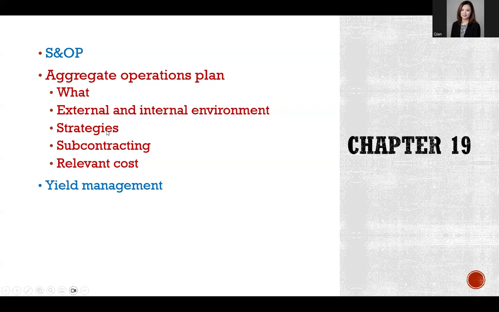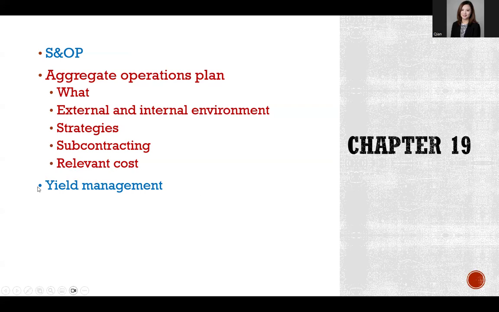And for the strategies, we have three: a stable workforce strategy, the chase strategy, and the level strategy. Make sure you can distinguish each of them and figure out what they are. Except for the three basic strategies, we also have subcontracting as another strategy, as well as the four relevant costs, like the back order cost, the hiring and firing cost, and others.